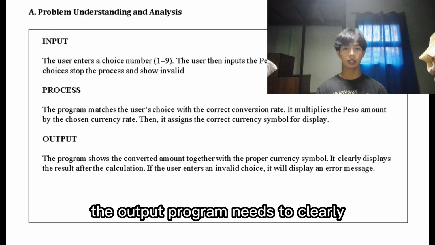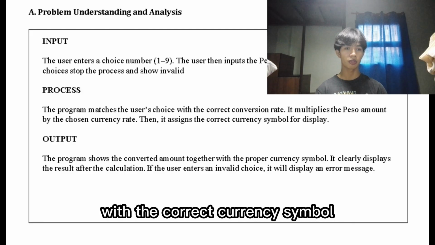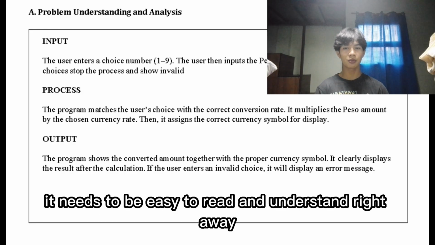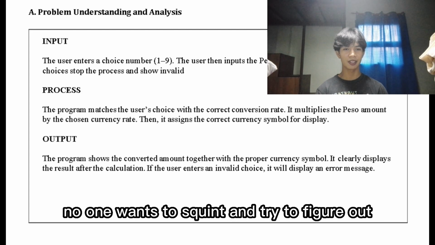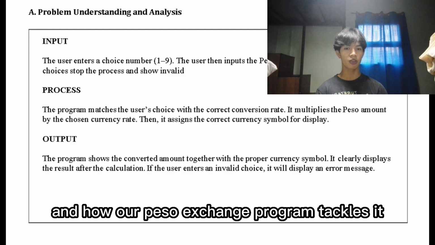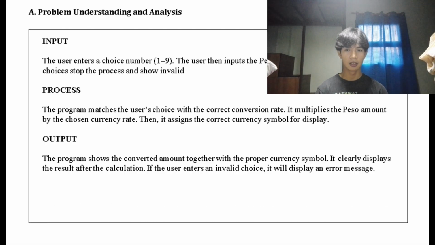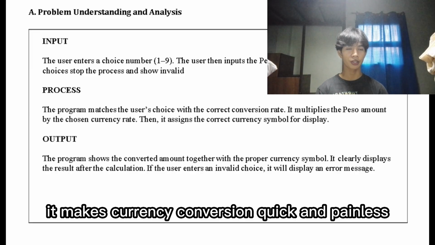Finally, the output. The program needs to clearly show the user the converted amount with the correct currency symbol. It needs to be easy to read and understand right away. No one wants to squint and try to figure out what the result means. So that's the problem and how our peso exchange program tackles it: by simplifying the input, automating the process, and providing a clear output. It makes currency conversion quick and painless.